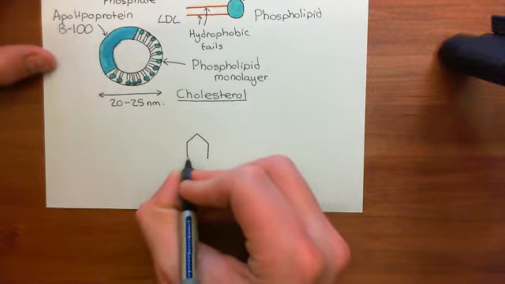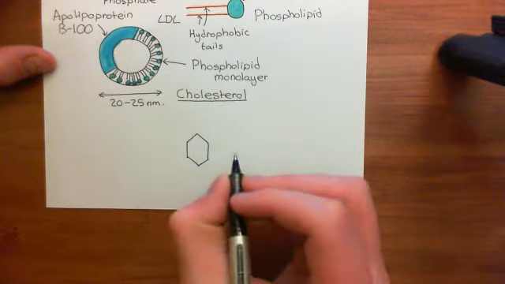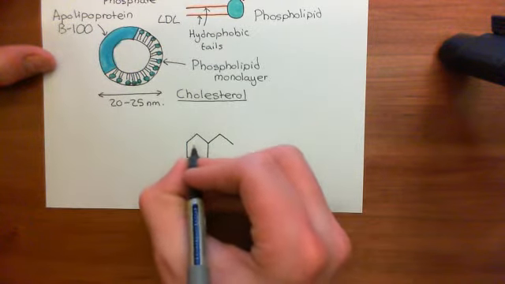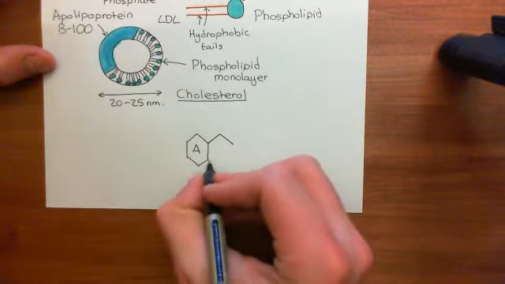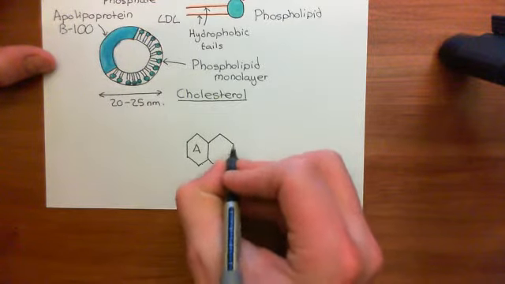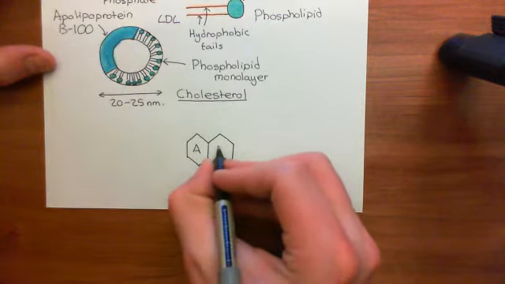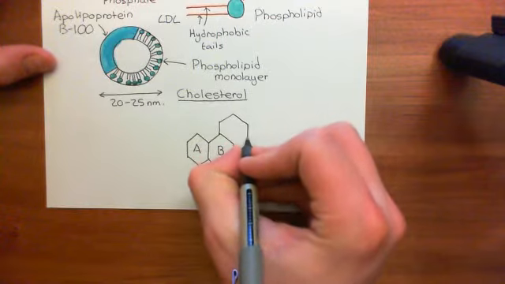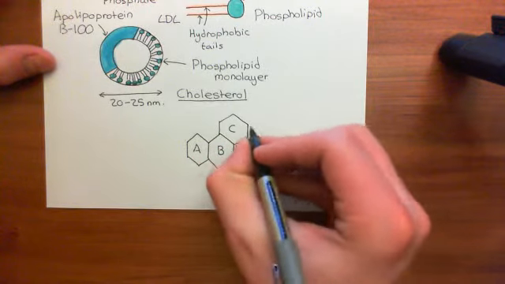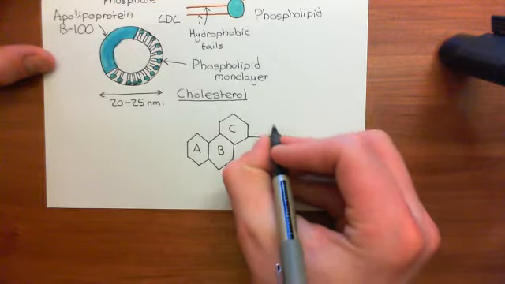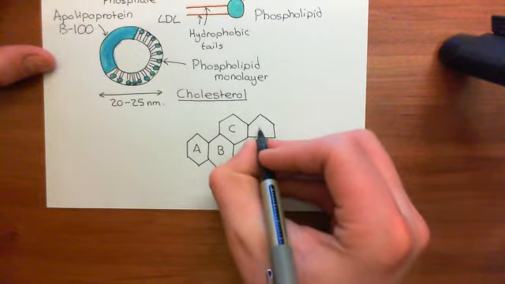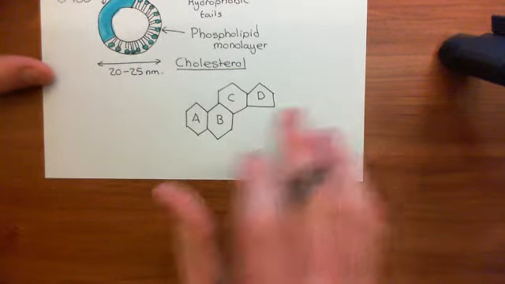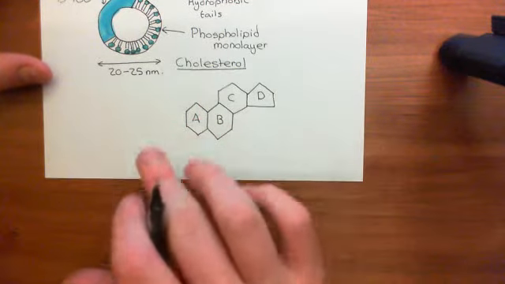You have 4 rings of carbon within a steroid structure. This first ring here is called ring A. Then we have another 6-membered ring joined onto this, known as ring B. Then another 6-membered ring joined onto ring B, called ring C, and then finally a 5-membered ring here joined onto ring C, known as ring D. So that's the general steroid structure that you have within all steroids.